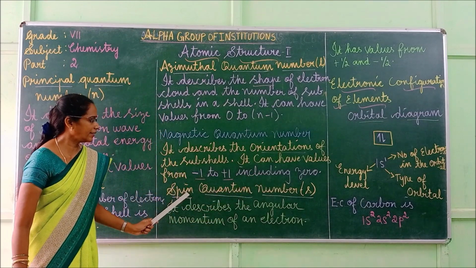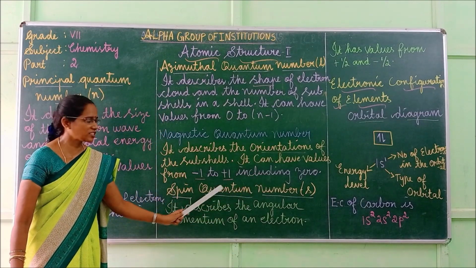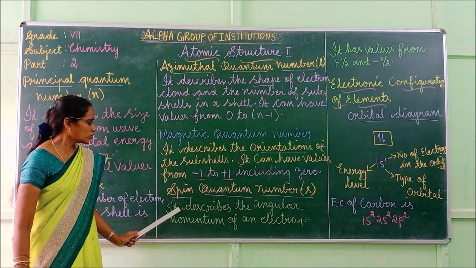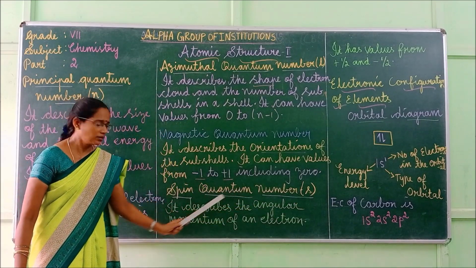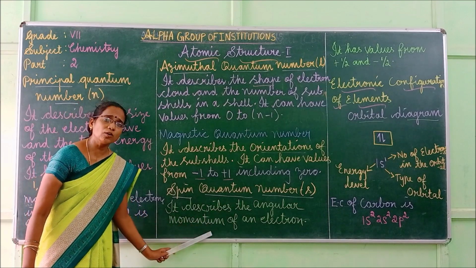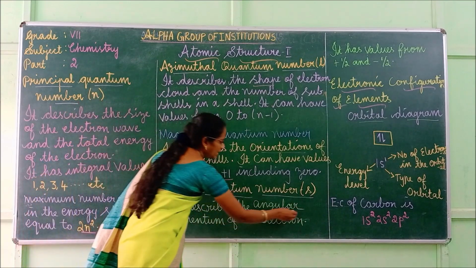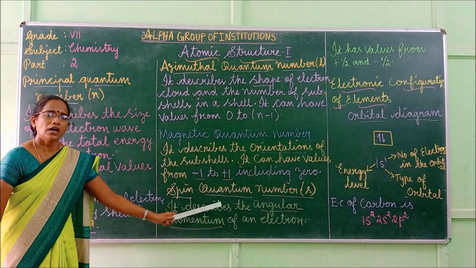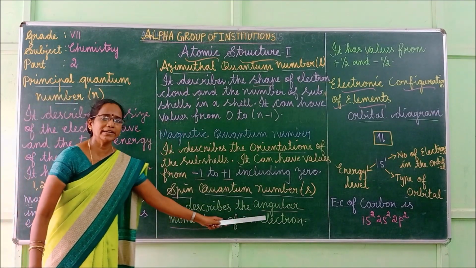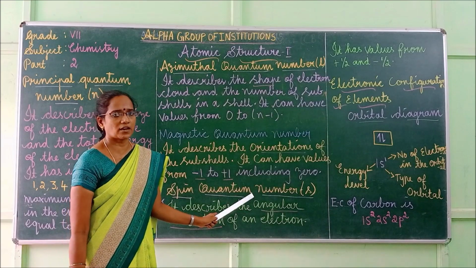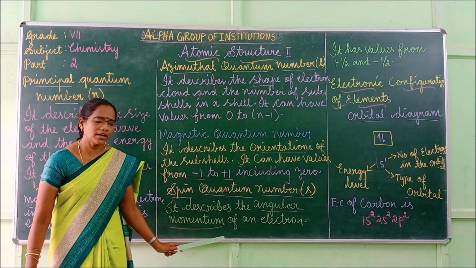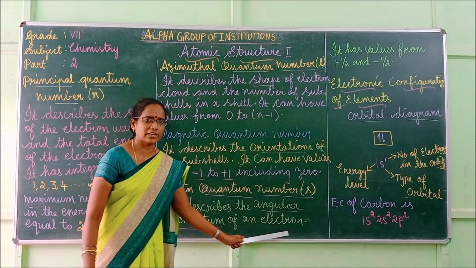Finally, we will move to the spin quantum number. It is represented by the letter small s. The spin quantum number describes the angular momentum of an electron. Angular momentum we already saw, isn't it?